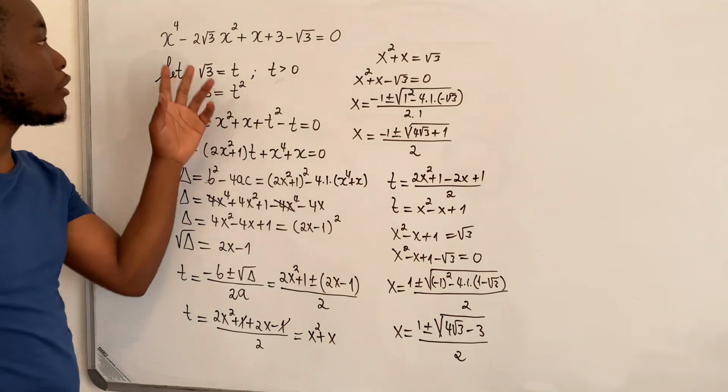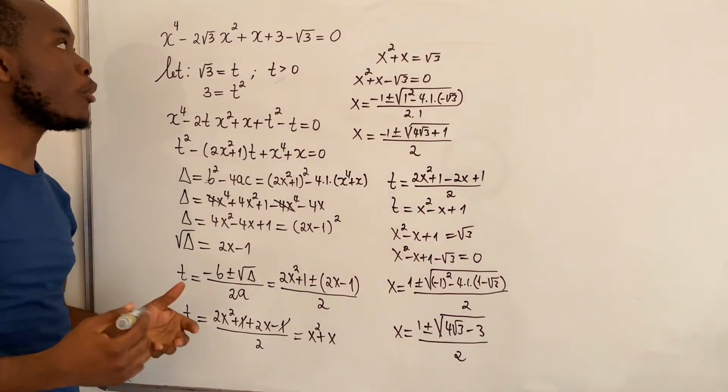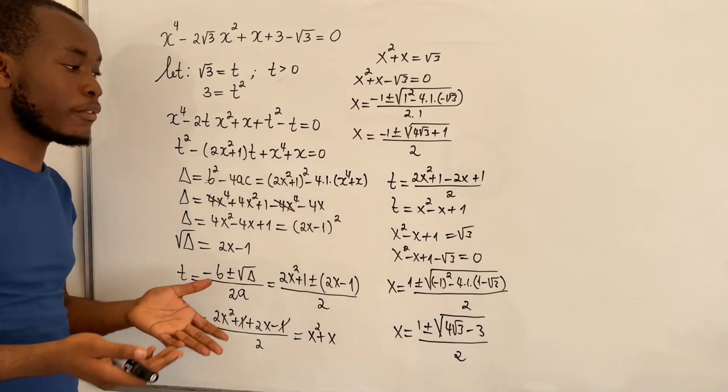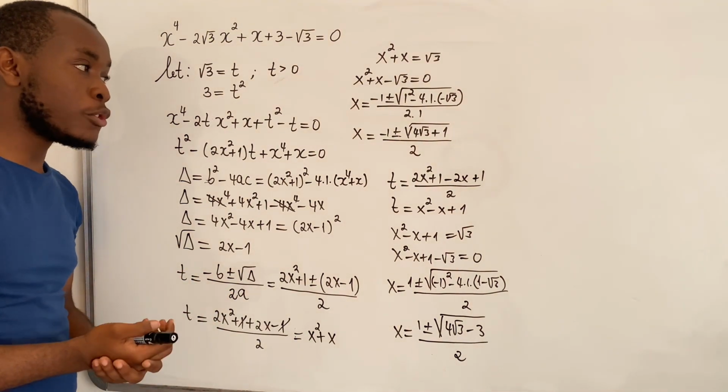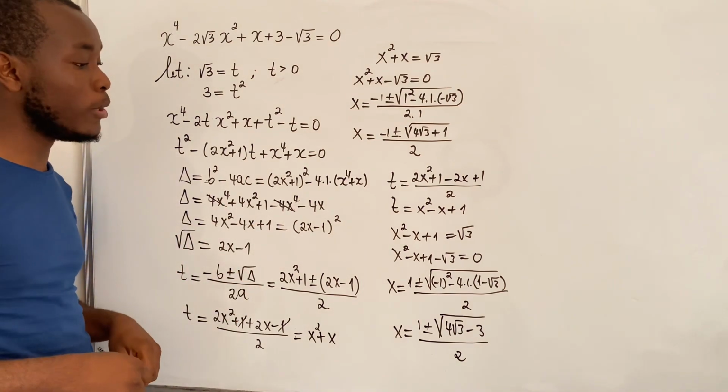So that means we have the 4 values for x, since the highest power in our equation is 4. So we should at least have 4 values for x. Okay, so that's how we should solve this problem.